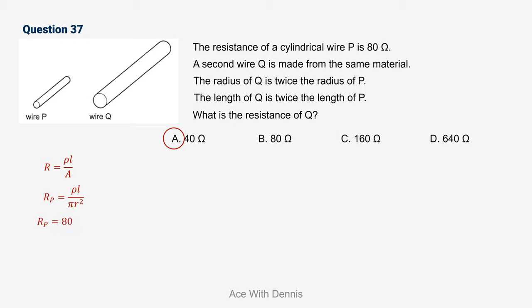So, RP is 80, which is given. Therefore, 80 equals rho L over pi R squared. Next, we'll calculate the resistance for wire Q, RQ. Since the length is double the length of wire P, the L becomes 2L, and the radius is twice the radius of P, therefore it is over pi bracket 2R squared. So expanding the bracket, we get 2 rho L over 4 pi R squared, which is half times rho L over pi R squared. The rho L over pi R squared is 80, therefore it is half times 80, and we get 40 ohms. Hence, answer is A, 40 ohms.